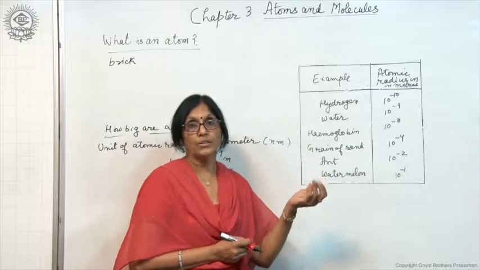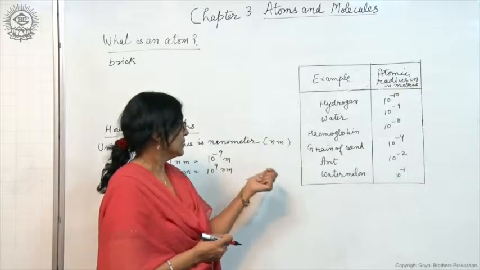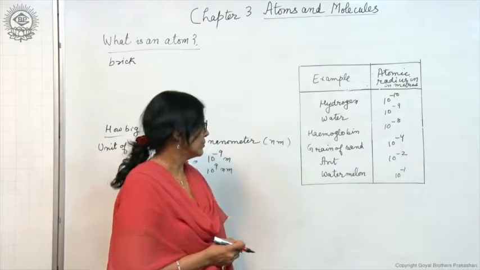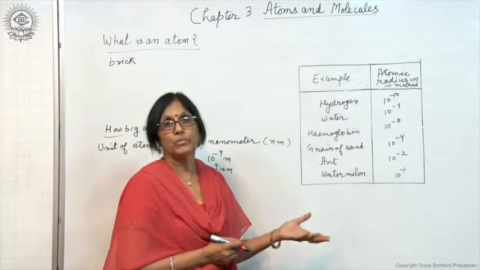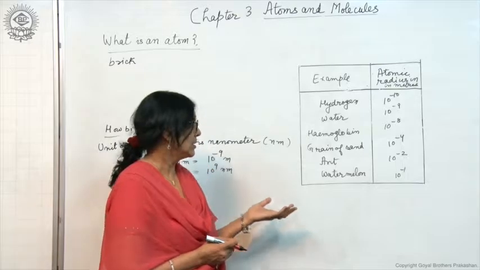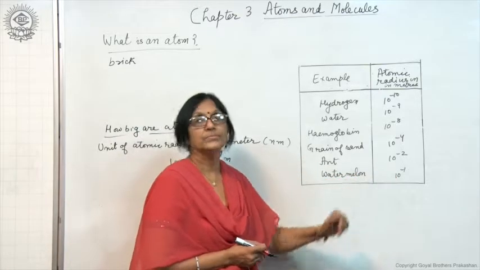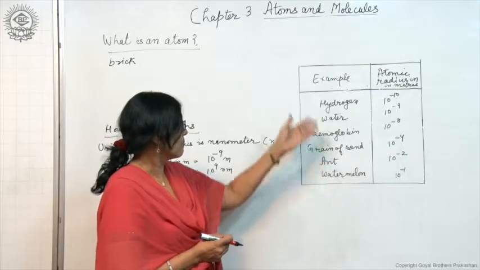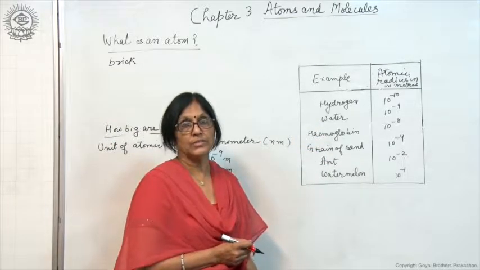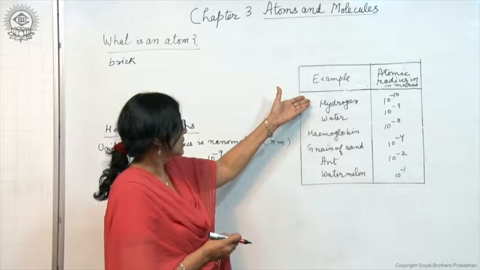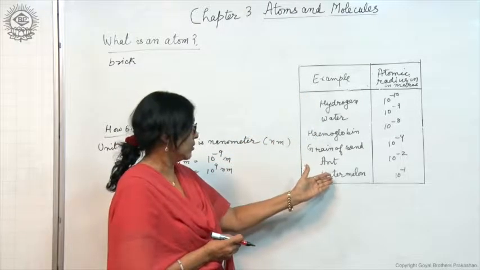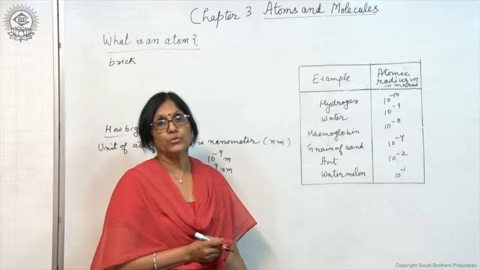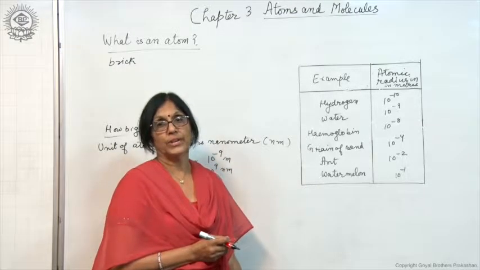Ant is very small in size. What is its radius? 10 raised to the power minus 2. And a watermelon, which is very big, which you can see easily, what is its size in meters? 10 raised to the power minus 1. So this is just a comparative study of the sizes. So we can compare the smallest particle atom with a quite big watermelon. So you can very well think how small is the size of an atom.